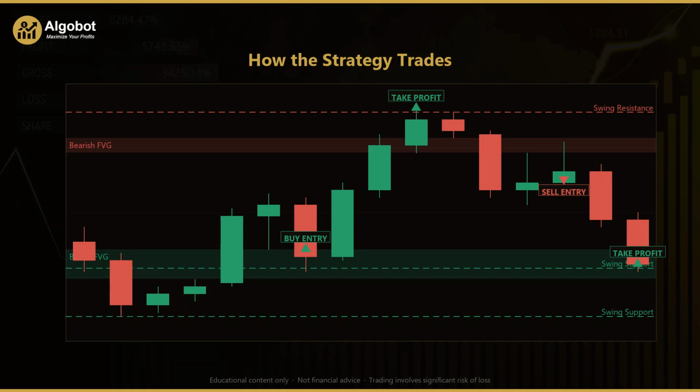Price falls away, sliding down through the structure until it reaches the lower swing support, near 1.0853, where the short take profit completes the trade. Both trades anchored entry and exit to real structure. This is an illustration for educational purposes only.